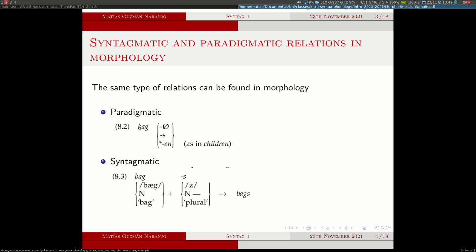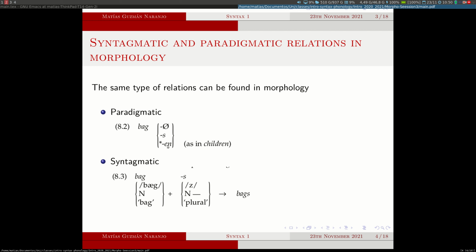So here you have a base or a stem, which is bag, and you have a selection of possible suffixes for building plurals. And the relation between the possible suffixes for building plurals, which is a null suffix, an s and an n, like in children, is paradigmatic. They are mutually exclusive. You cannot use two of them at the same time, and they don't follow each other, and they occur in the same position. The syntagmatic relation is the relation between the base and the suffix itself.